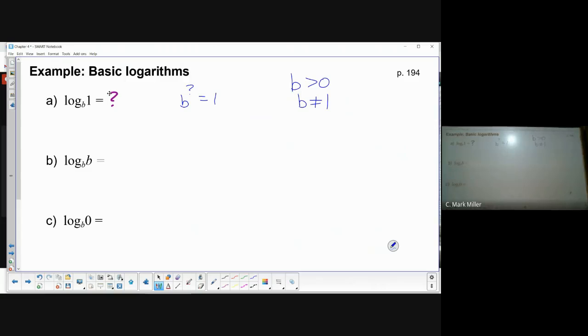Okay, I'll tell you what, I'll get to that. Let's just hit this one right here. I'm being reminded we may not have finished the slide before. But b to what power is 1? There's only one power you can raise a positive number to and get 1 if the number's not 1. 0. Right? So b, question mark, equals 0.